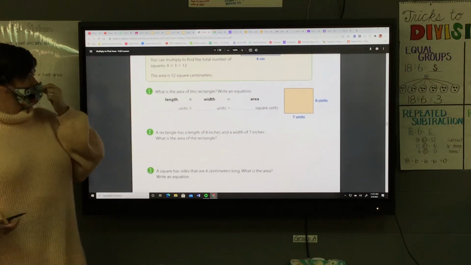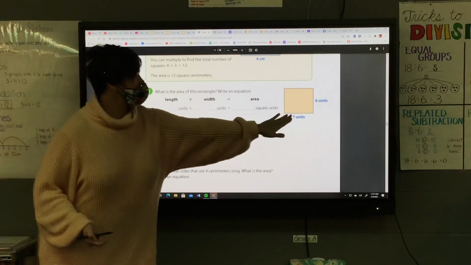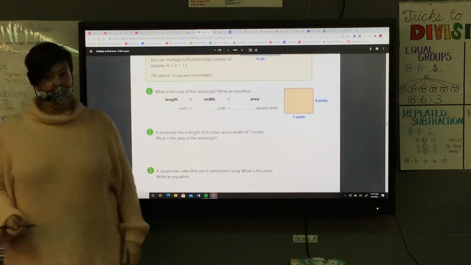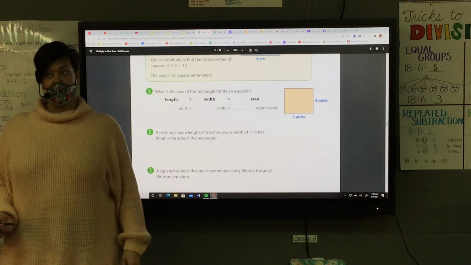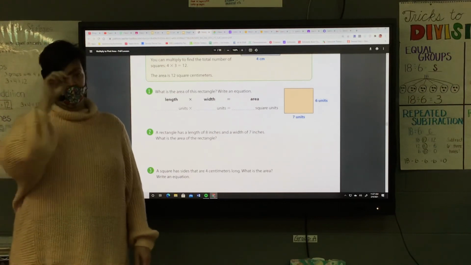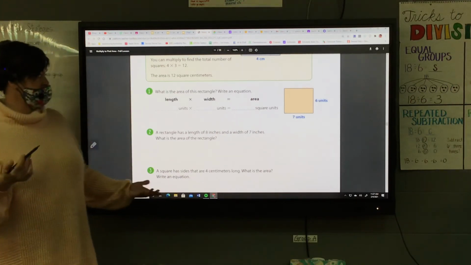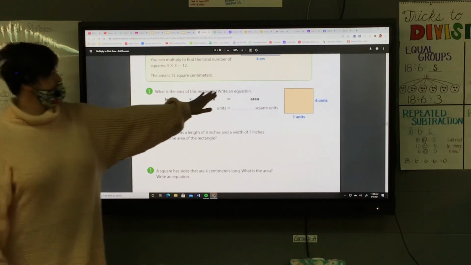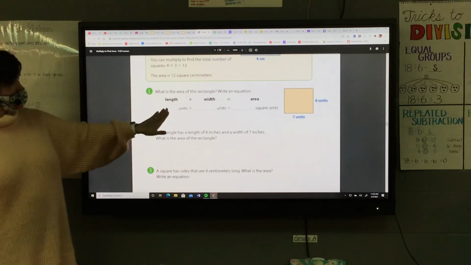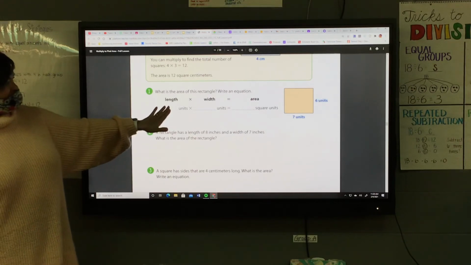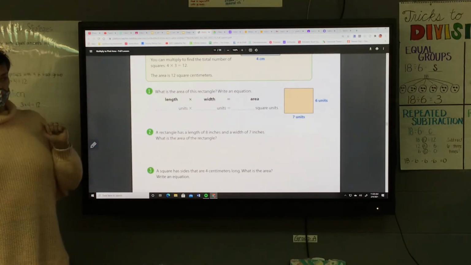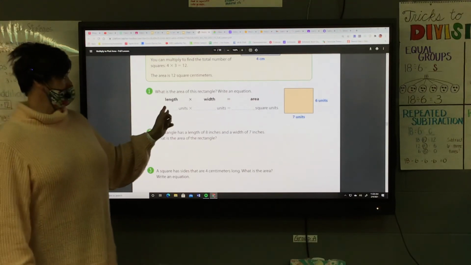Let's look at one. Do you see this rectangle over there? It's really close to a square, but it's not, right? Because in a square, all the sides would be the same length and the same width. So what is the area of this rectangle? Write an equation. We have to write down, what's the length of this rectangle?